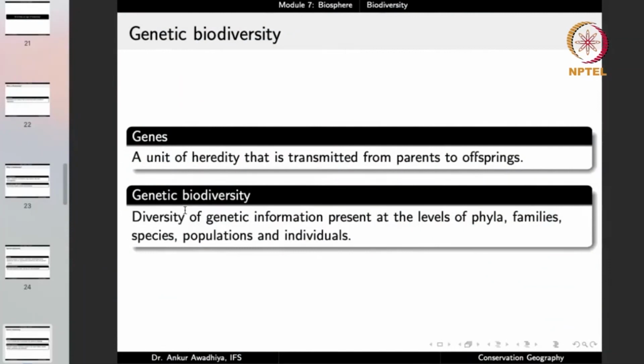Or you can ask the question, okay, what is the variation in hemoglobin in all the mammals in the forest? Or you can ask what is the variation or diversity in hemoglobin in all the animals of the forest? So you can look at the genetic diversity at different levels. You can look at it at the level of species, or genera, or families, and so on. So genetic diversity is the diversity of genetic information present at the level of phyla, families, species, populations, individuals, and so on at different levels.